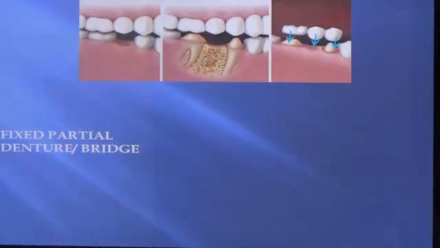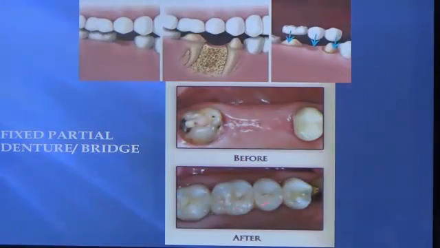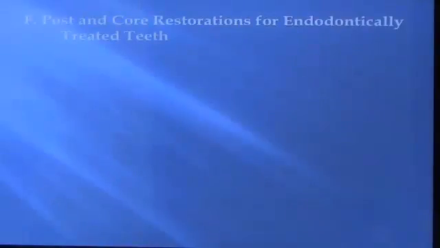Okay, so again, same thing, fixed partial denture. When you're missing a tooth here, you prepare those teeth down, you shave them down, and then you glue those in. And same thing here. So those are bridges. Okay, post and core.